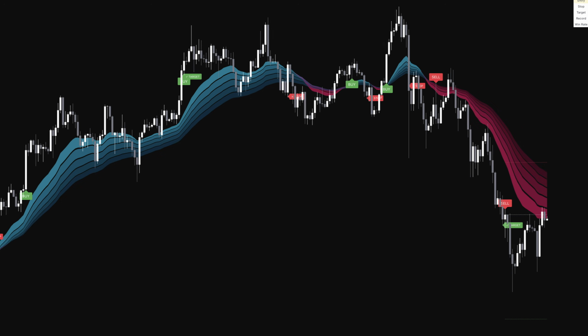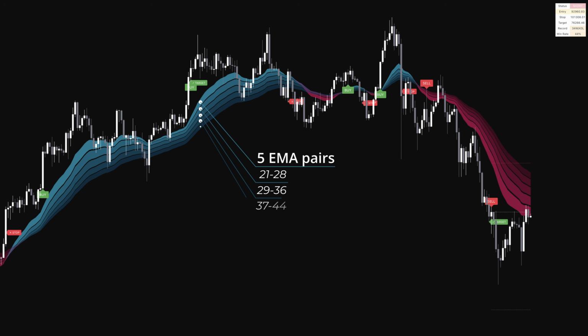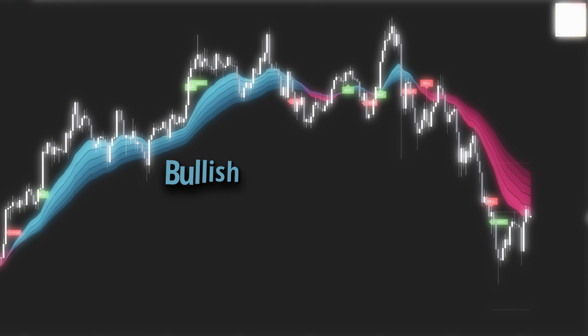The core uses 10 exponential moving averages arranged in 5 pairs, creating gradient-colored clouds spanning from 21 to 60 periods. When all layers align, that confirms trend strength and direction. Blue-teal ribbons mean bullish alignment, the market's trending up. Red-pink ribbons mean bearish alignment, trending down.